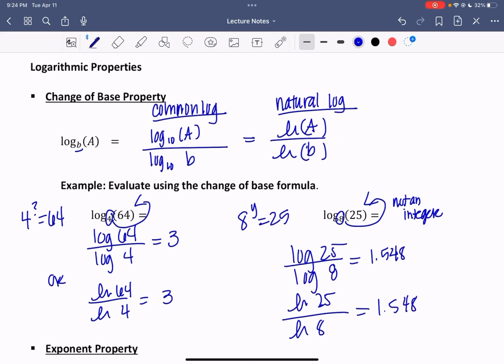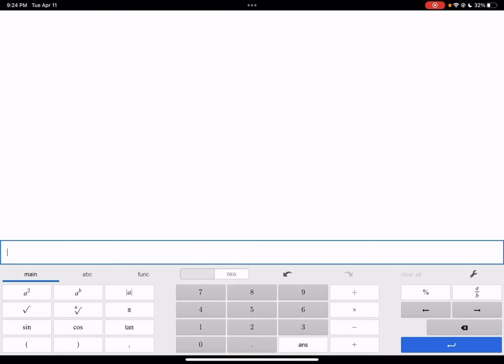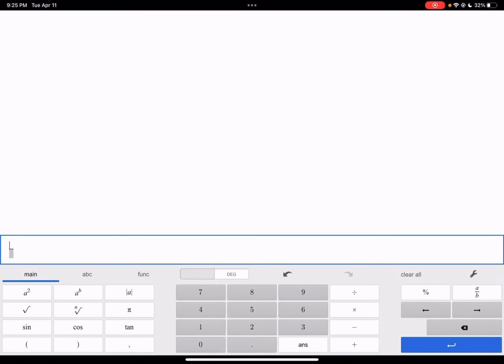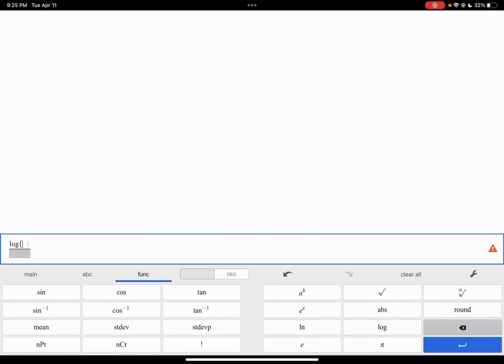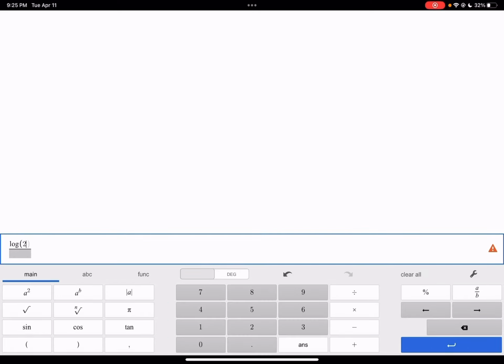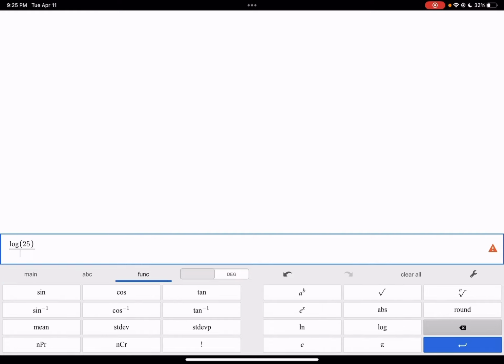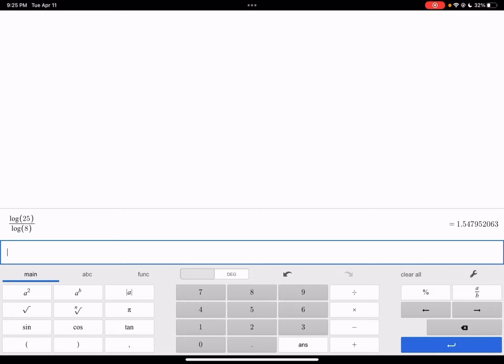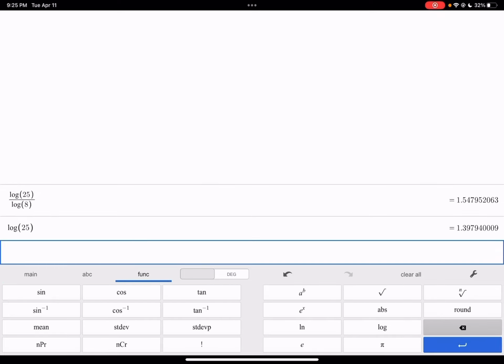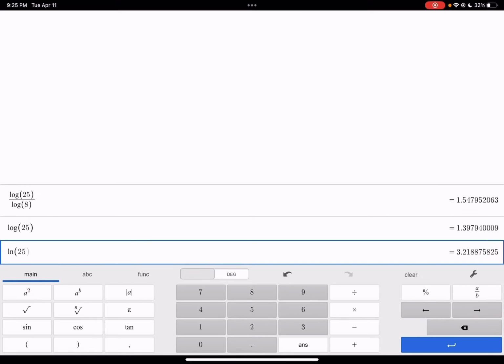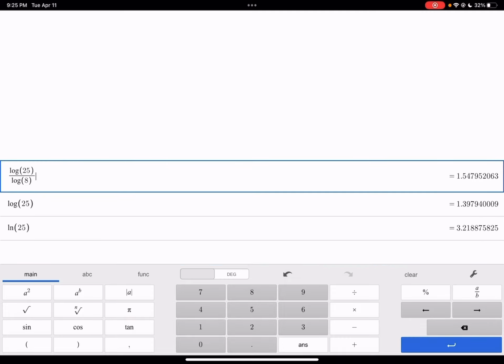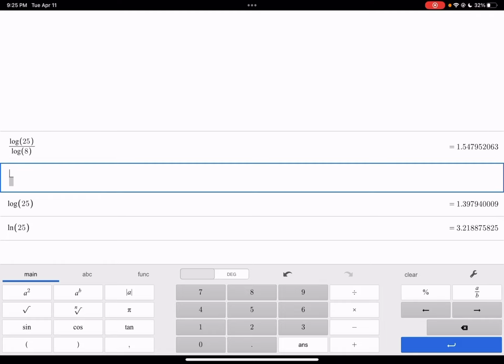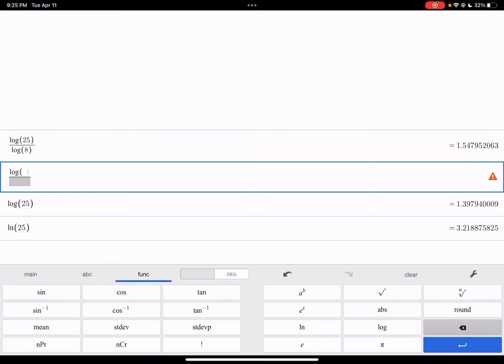Let me show you what that looks like. I just kind of gave you your answers, but let me show you on the calculator. So I can go ahead and set up my division problem here. I'm going to use my function button. So I would say log of 25, close parentheses, and then on bottom, I would say log of 8. So it gives me that 1.548. Now again, I am not saying that log of 25 is the same thing as ln of 25. You can see those are two different numbers. I'm just saying that the division of them, so set up my division problem, we're going to do ln this time.